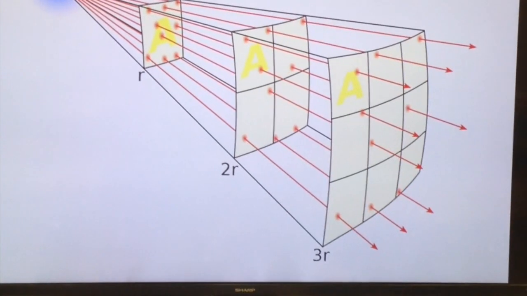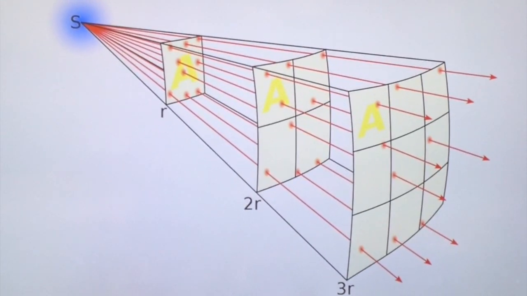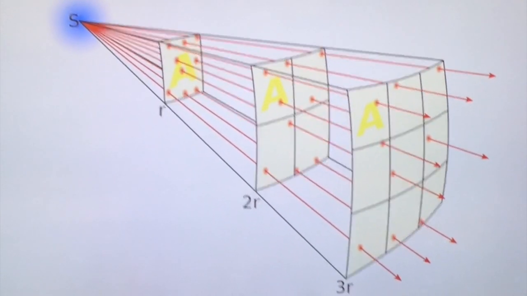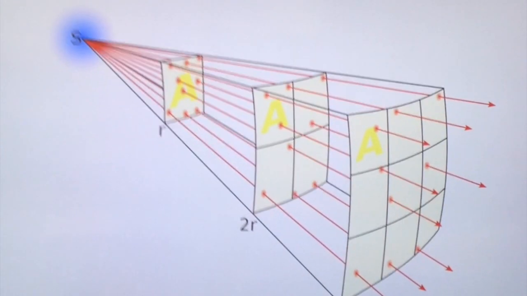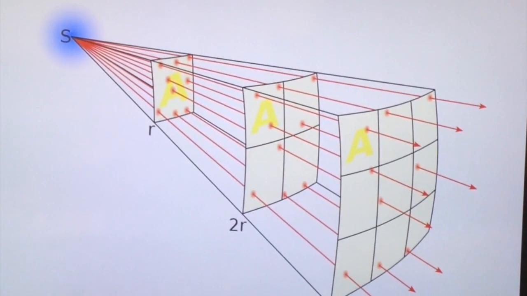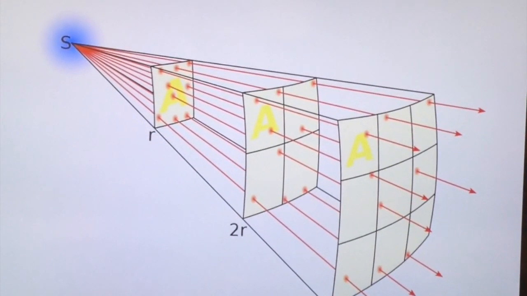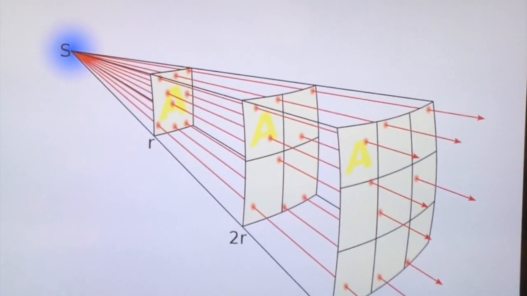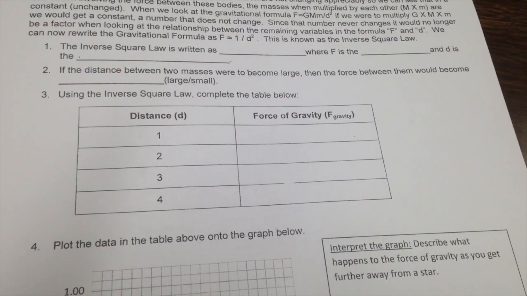All right. The next thing we're going to do is number 3, using the inverse square law, complete the table below. All right, here we go. What you see up on the TV screen there is the inverse square law. The image is just simply saying that the star is the blue blob on the top left, and as you progressively get further and further away, the gravitational pull between them is getting diluted. That is, it's getting spread out over a larger area, and therefore it's becoming weaker.